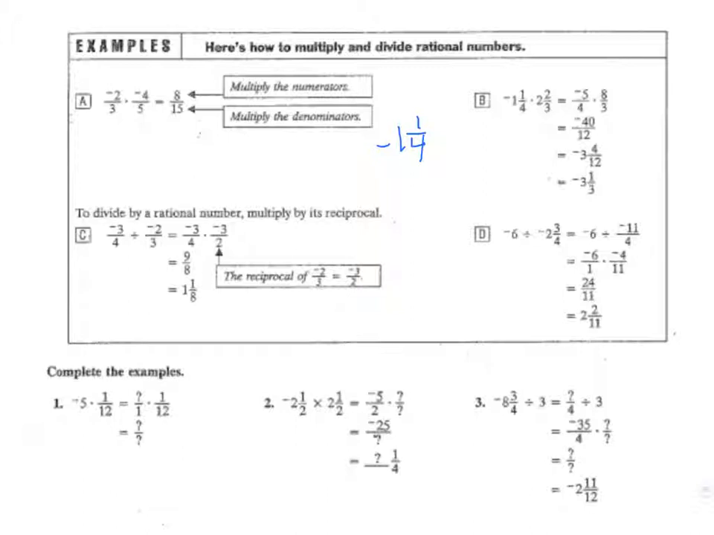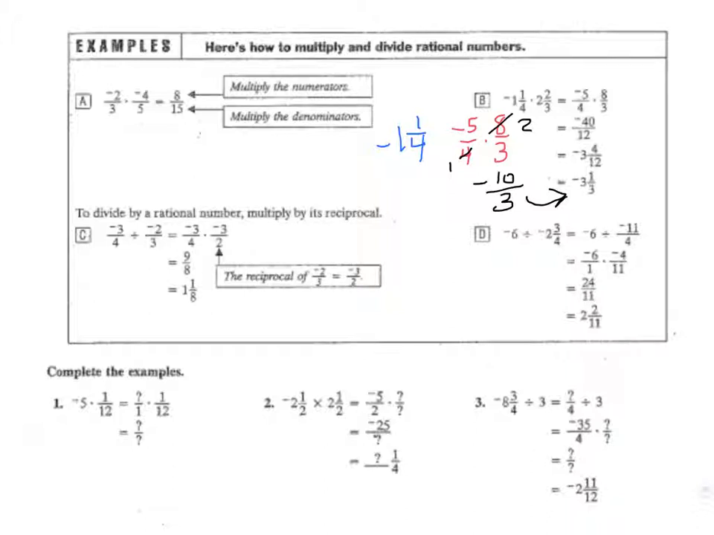Now, the one thing they do not show here is simplifying out common factors, but I'm going to do that over here in red. So we have negative 5/4 times 8/3. And if you look here, you see that there is a common factor of 4. So that becomes a 1 and that becomes a 2. So that leaves us with negative 10/3, which then becomes negative 3 1/3.